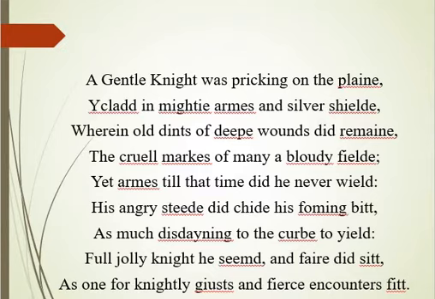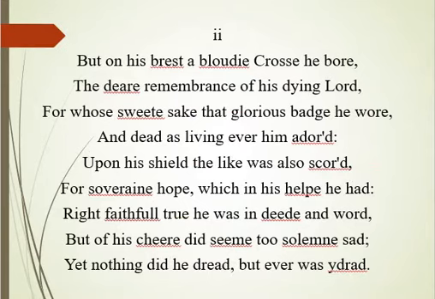So he was sitting as he was sitting for a knight's joust and fierce encounters fit. So his position was such as if he was ready to fight with somebody who is there for having a dispute or a quarrel. But on his breast a bloody cross he bore.